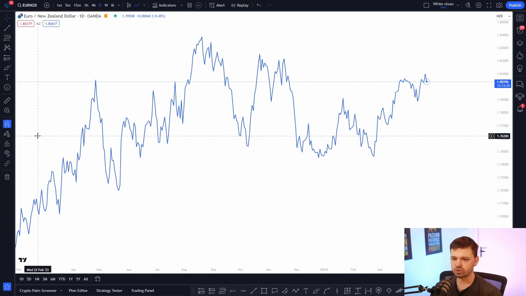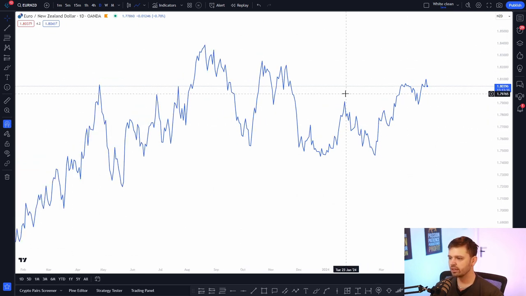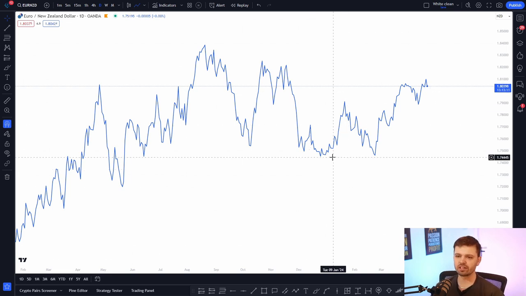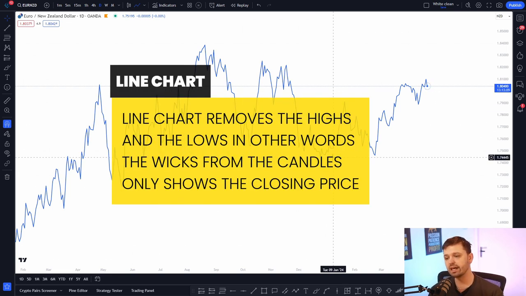Here we're going to use the strong magnets for this example. So we're just going to be adding some horizontal levels to the highs and the lows of the line chart. And for those of you who don't know, the line chart removes the wicks from the daily, it removes the wicks from the candles. So if you have a bar chart, it removes the wicks and only shows you the closing price.